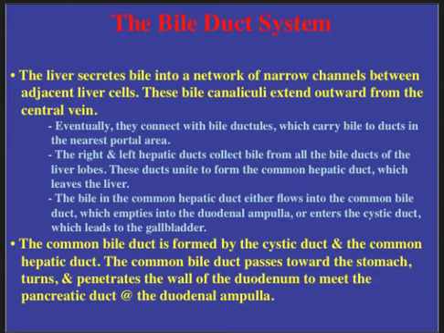Okay, so we've got to get these ducts sort of in our head. The duct immediately that branches off of the gallbladder is called the cystic duct. Joining the cystic duct is the hepatic duct. The cystic duct and the hepatic duct fuse and they form the bile duct, and it's the bile duct that is going to enter the duodenum.